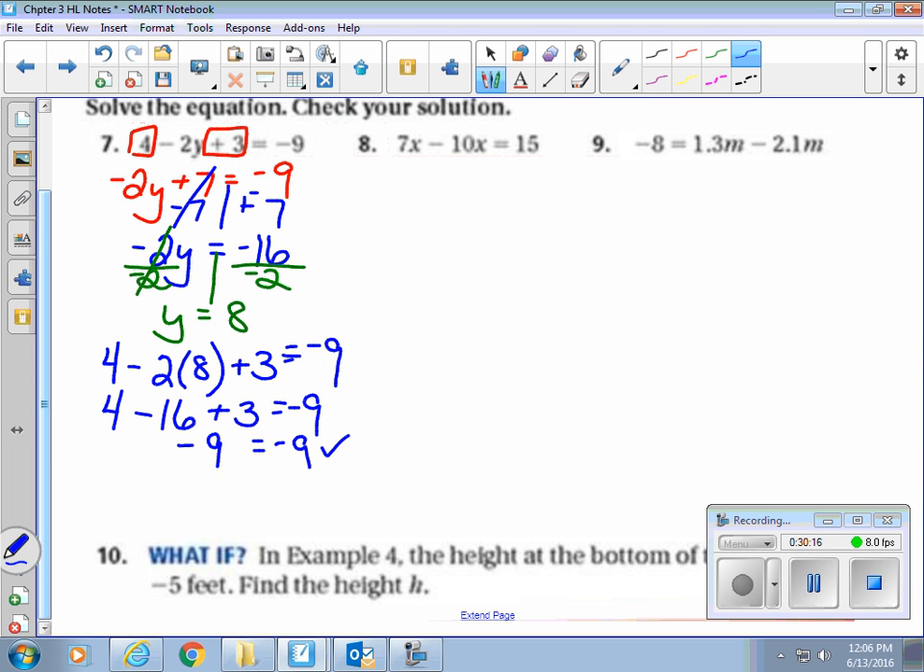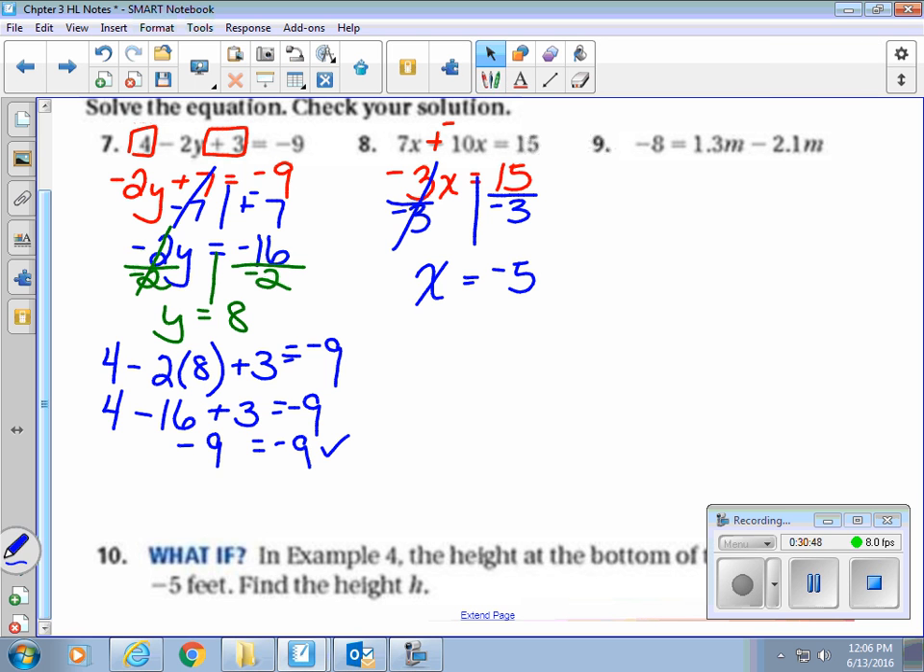In number 8, combining your like terms first, 7x minus 10x. Keep change opposite. You're looking at 7 plus a negative 10. Find the difference, which would be 3. Take the sign of the higher absolute value. You're left with negative 3x equals 15. To undo that multiplication, you should be dividing both sides by negative 3 to get x alone. These two cancel out to x. And 15 divided by negative 3 would be a negative 5.